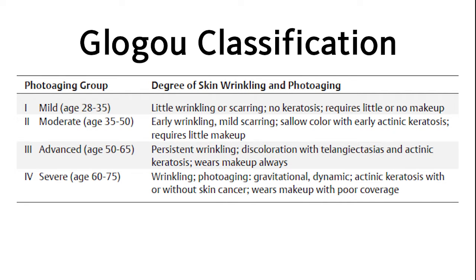Group 3. This skin has an advanced degree of skin wrinkling and photoaging. It shows persistent wrinkling and discoloration with the telangiectasis and actinic keratosis. It always requires makeup. Group 4. This group of skin has wrinkling and photoaging and gravitational, dynamic, and actinic keratosis with or without skin cancer. It requires makeup with poor coverage.